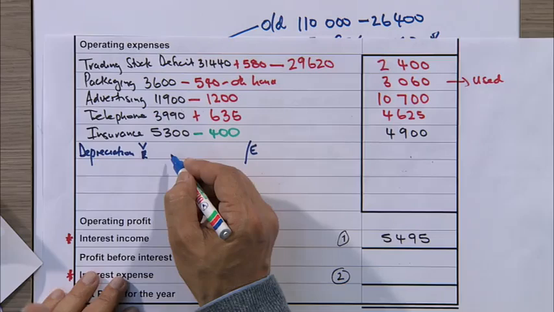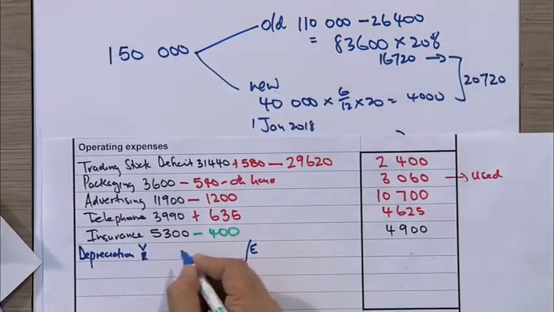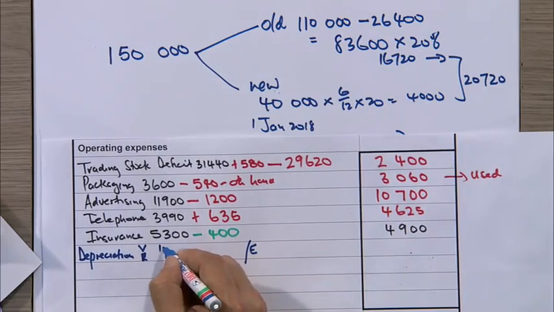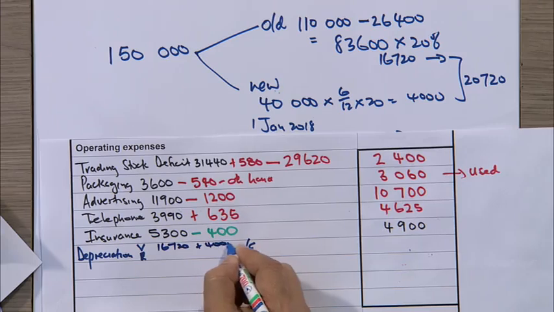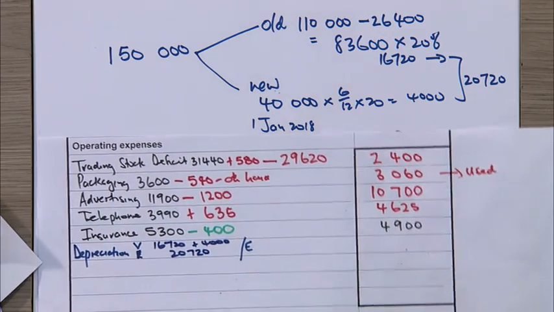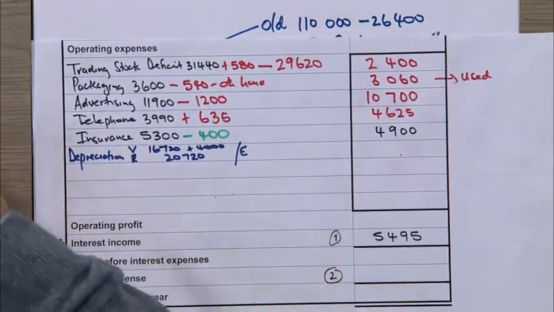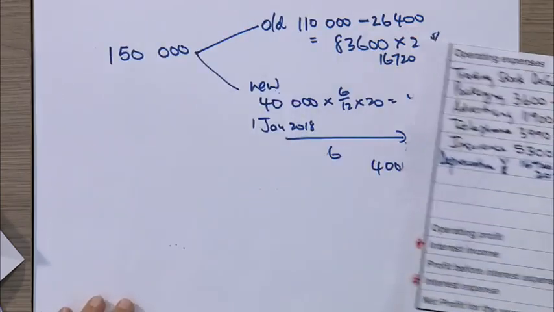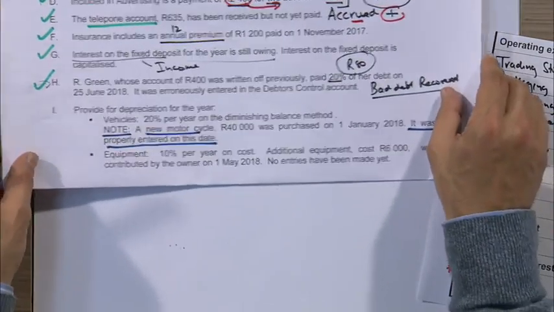So it's going to be 20,720. I can write them separately, or I can just write them as one figure. So it will be 16,720 plus 4,000. That gives me 20,720. Okay, that will be the one depreciation. So let's just have a look quickly just to see how we calculate the depreciation on the equipment. So it's exactly the same. We just need to read very carefully to find out, was it recorded or wasn't it recorded.